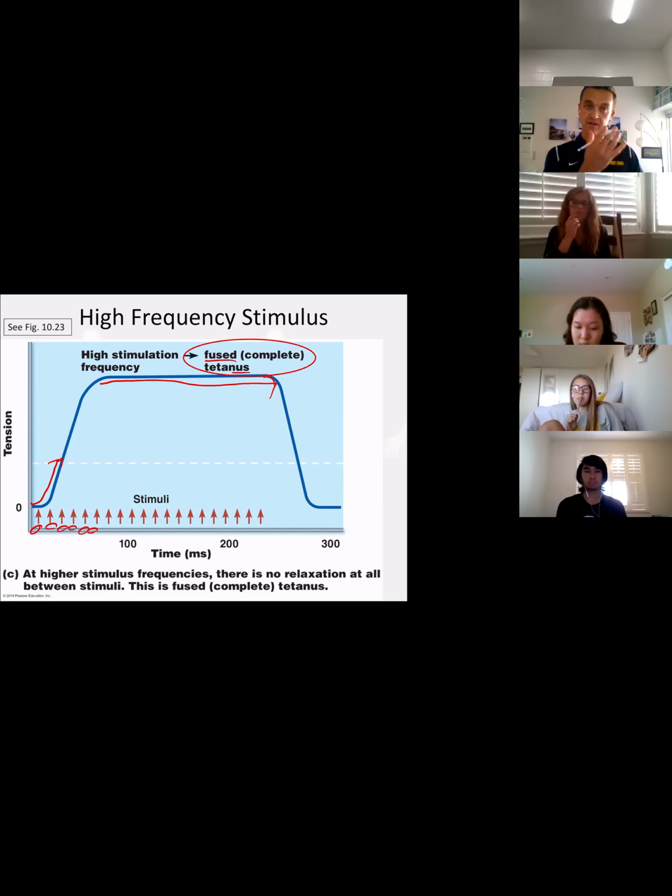That's typically how muscle contractions work, is we get a bunch of stimuli all close to each other. We get the amount of force we need, and then that force just stays there. We get a nice smooth muscle contraction. That's more the normal type of contraction. Okay. All right, any questions on those?